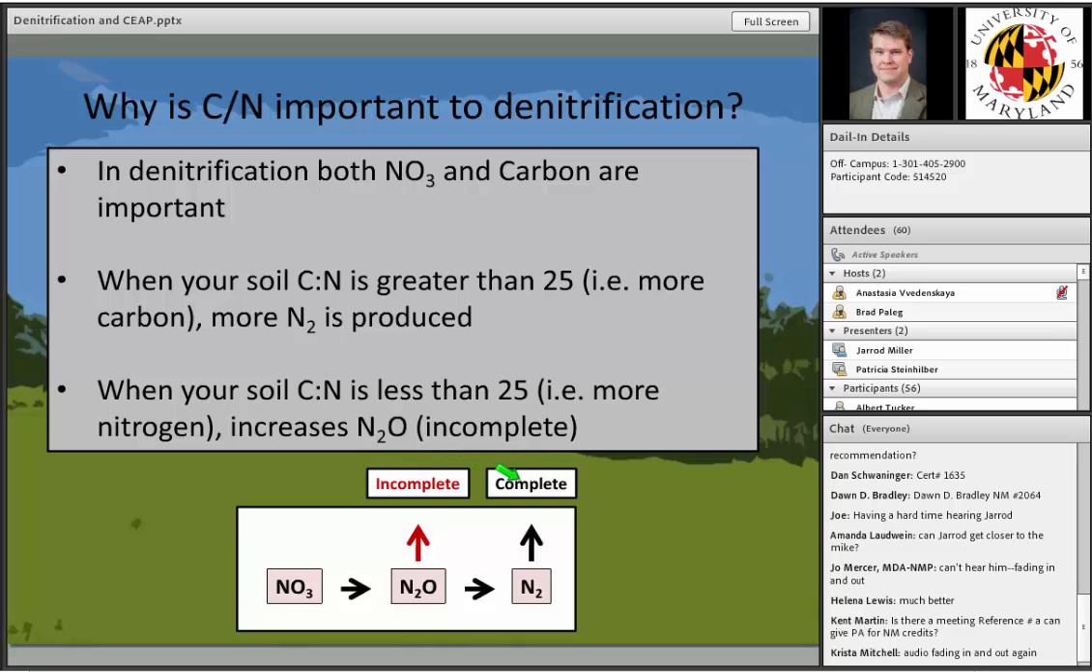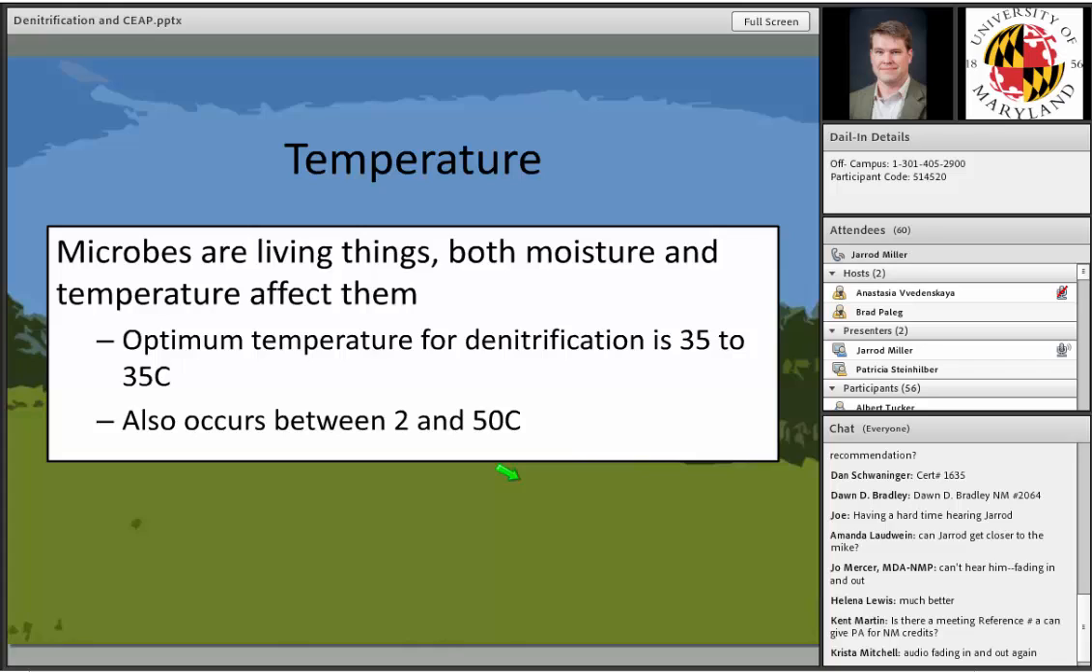Besides carbon and nitrogen and moisture, temperature is also important. This should be right here, that should be 25 to 35 degrees Celsius, which is about 70 to 95 degrees Fahrenheit. So for temperature, microbes are living things, and moisture affects them, but so does temperature. And typically for the research that I found when you're out here on the Delmarva, when you get past about mid-October, they pretty much shut down. They're still in there, they're still active, but at much lower rates and lower numbers.